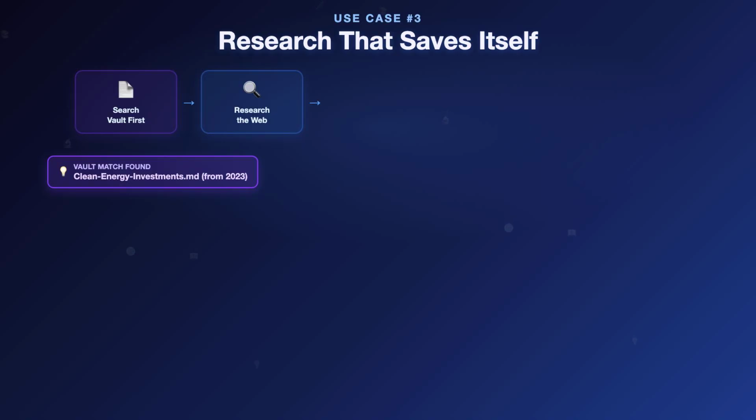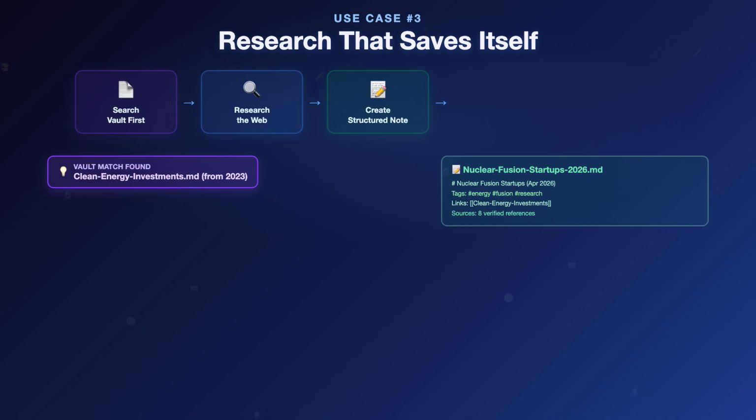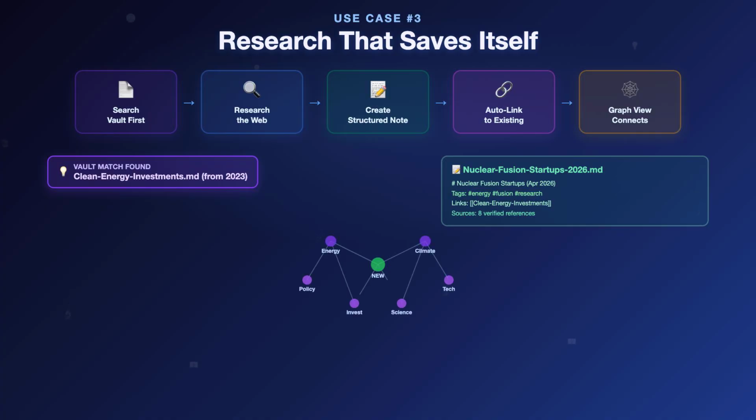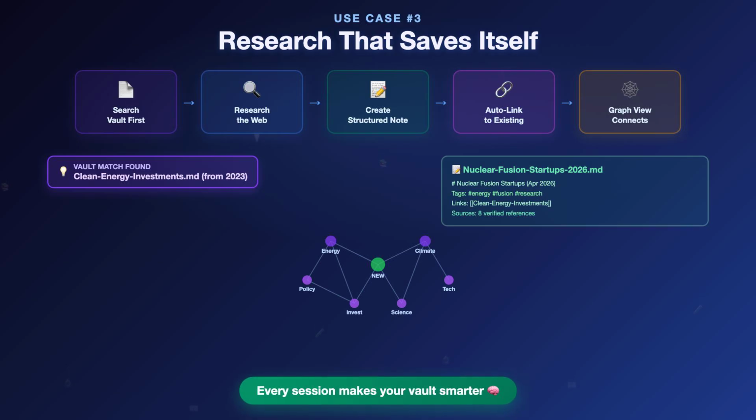Instead of researching in a browser and losing everything, you tell Claude Code, research this topic. Check my vault first for any existing notes. Then search the web and save a structured research note with sources. Claude first searches your vault and finds an old note on clean energy you completely forgot about. Then it researches the current state online, creates a new structured note with sources, and links it to your existing notes. When you open Obsidian's graph view, you can literally see the new knowledge connecting to everything you already know.